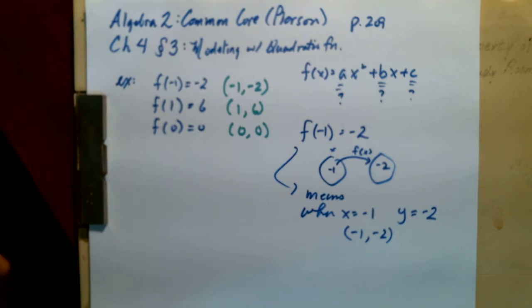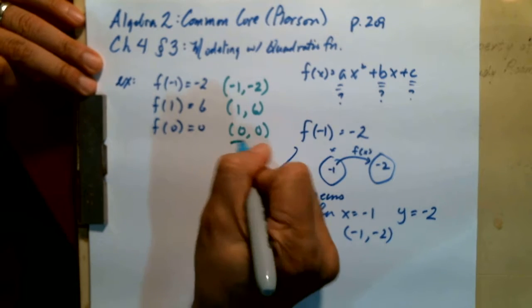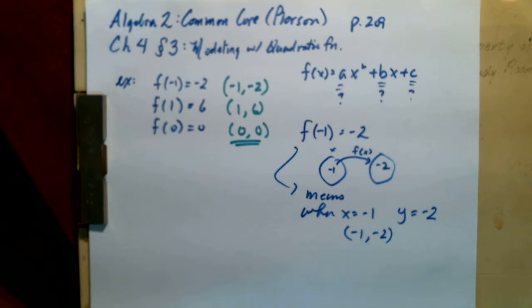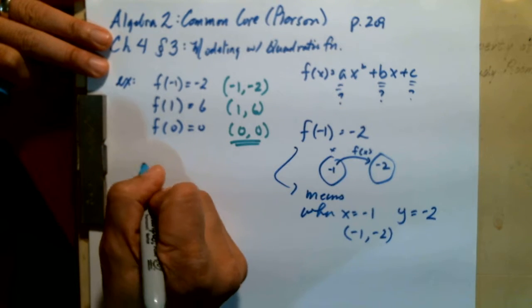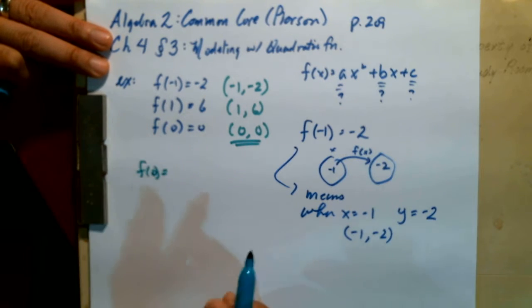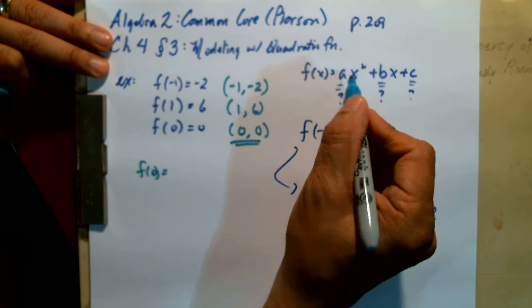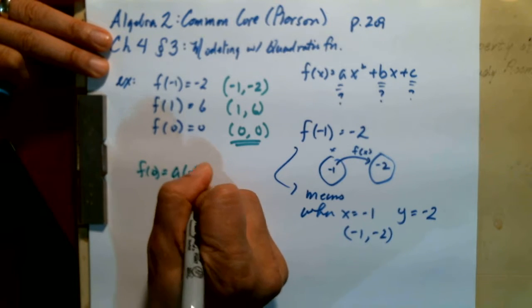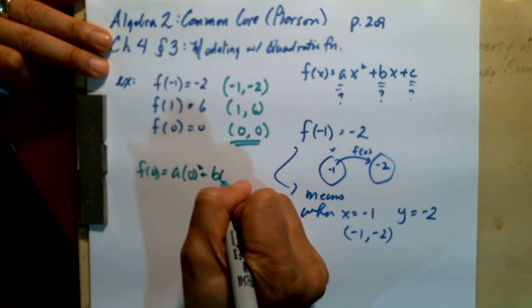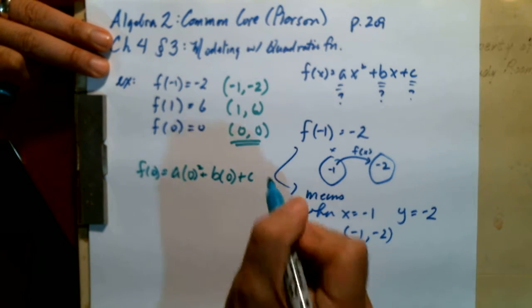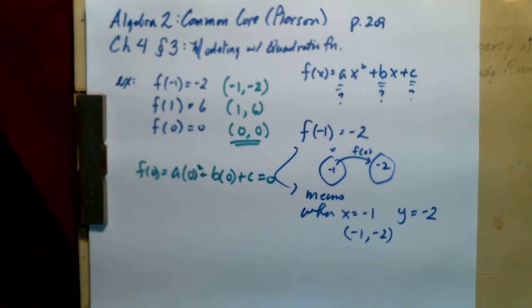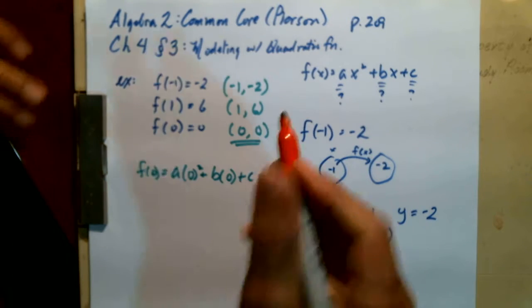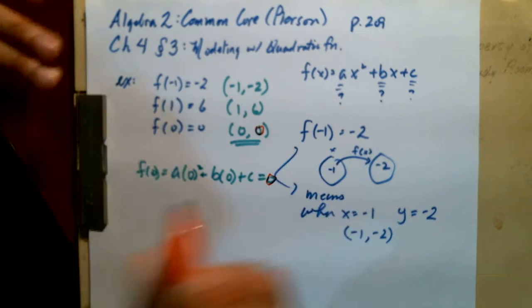So what we're going to do is plug this guy in first, okay? Let's see what happens. F of 0 is equal to a times 0 squared plus b times 0 plus c. And that has to equal 0 as well. Which 0 am I talking about? I'm talking about this 0 being this 0.